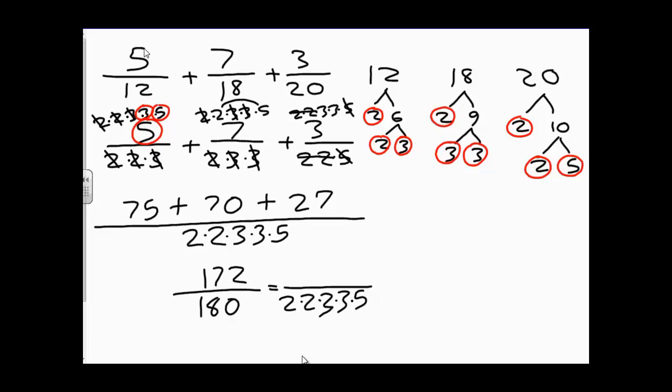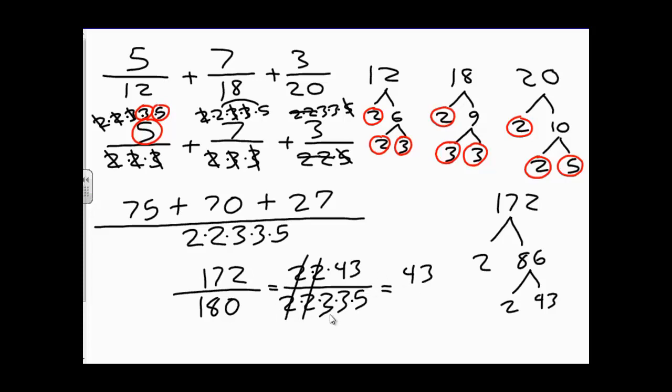I'm going to do a little factor tree on it. So I'm going to write it off to the side. And it turns into 2 times 86, and the 86 turns into 2 times 43, and 43 is prime, so I'm just going to write the 2 times 2 times 43 up there, and we can see that the 2's are going to cancel, and what I'm left with is 43 on top, and 3 times 3 is 9, times 5 is 45 on the bottom, and that's my answer. Reduced. Doesn't get any easier than that.